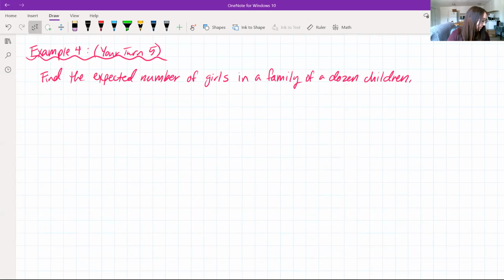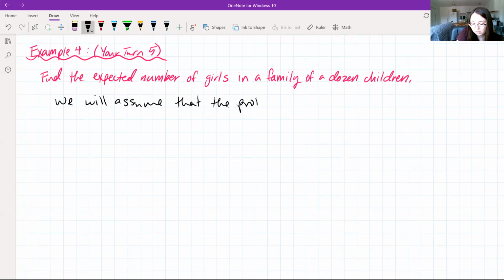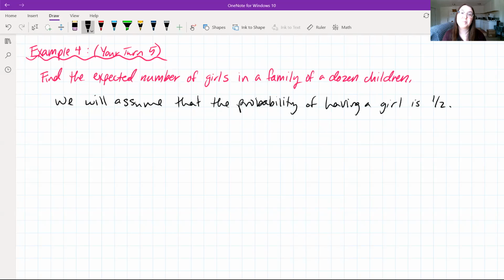Okay, so we're going to assume that the probability of having a girl is 1/2, or 50%. So we know that when the mother gives birth, she'll either have a boy or a girl, and it would be 50% each, or a probability of 1/2. And we're just going to assume this probability.